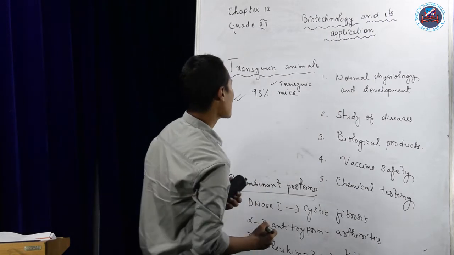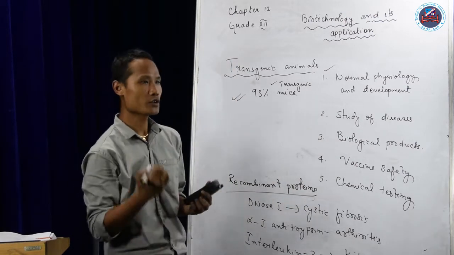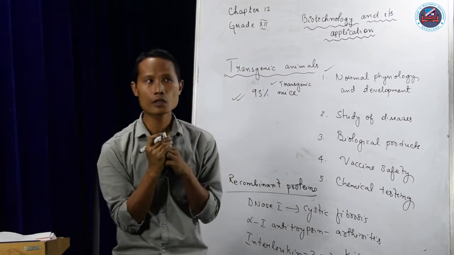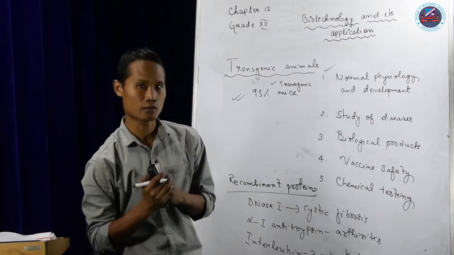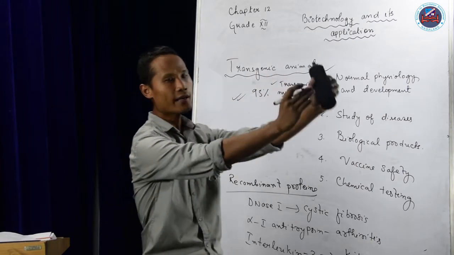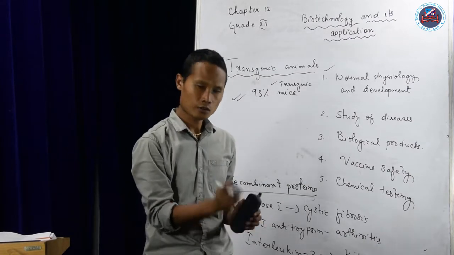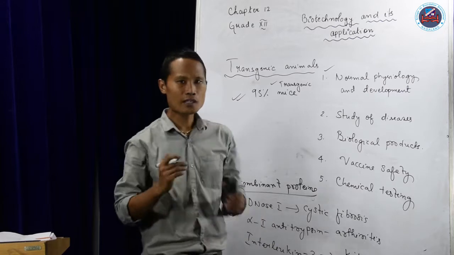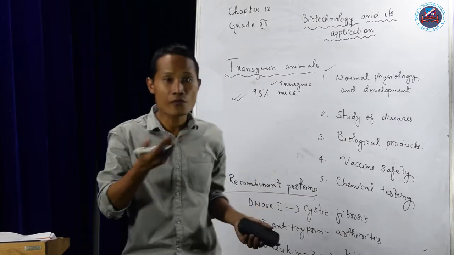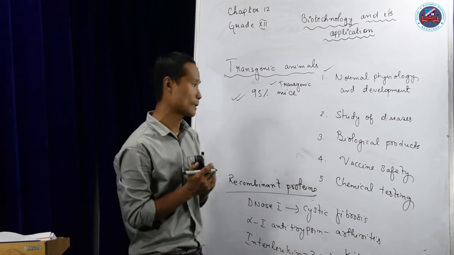Now, the first important thing is normal physiology and development. What does it mean? You know that the gene is responsible. If we have transgenic animals, we can know how the genes are regulated and how they affect the function. We know that DNA has a gene, this gene will produce RNA, and this RNA will produce protein. So with the help of transgenic animals, we can study normal physiology and development, how the genes are regulated, how the genes function, and how they affect the developmental process of the cell.